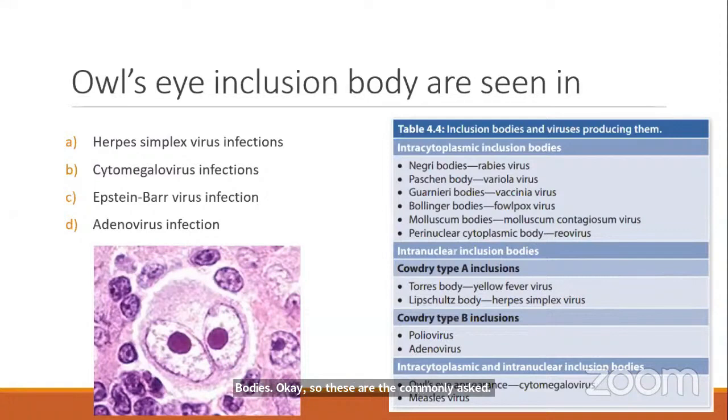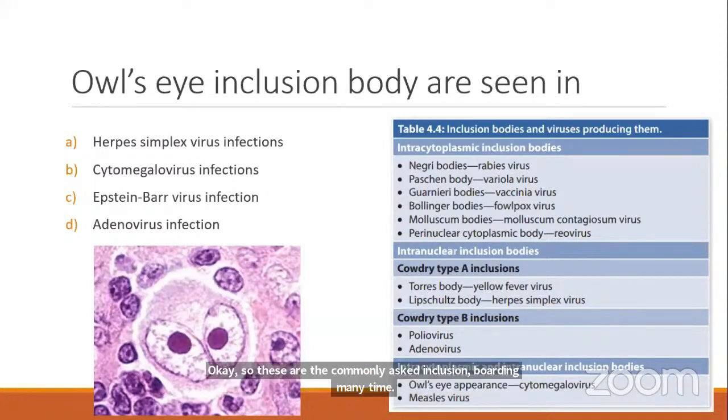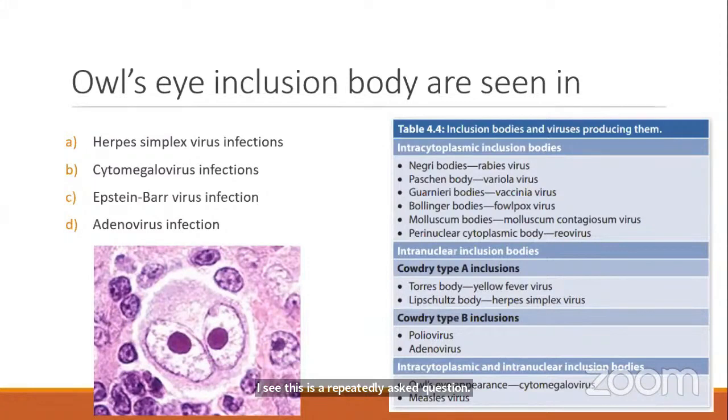Many times I see this is a repeatedly asked question. Inclusion body is a high yielding topic. If you are learning this thing, there is a high chance you can score one question. Okay, so don't avoid learning this inclusion body. If you are finding it to be difficult, try to correlate in a way that you can recollect it very quickly, because you are usually dealing with an MCQ type question.